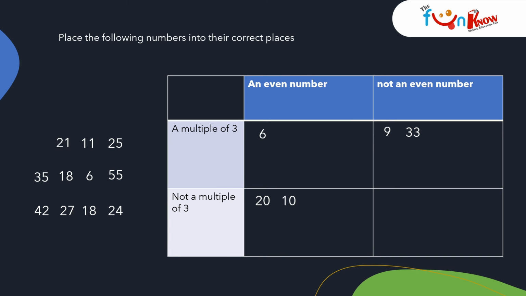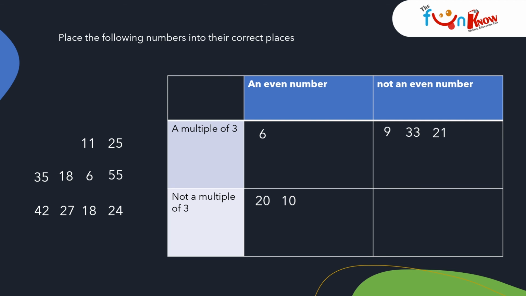21. I feel, students, 21 is an even number, right? Am I right? Yes, you caught me, students. 21 is not an even number. It is an odd number. But yes, students, it is a multiple of 3. It comes in the table of 3, right? It is a multiple of 3.